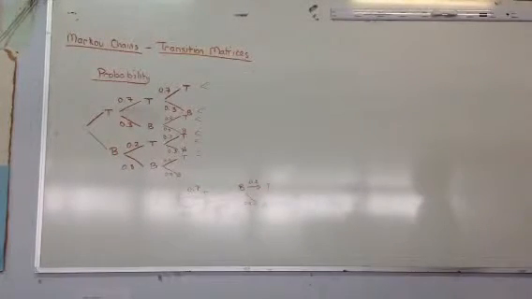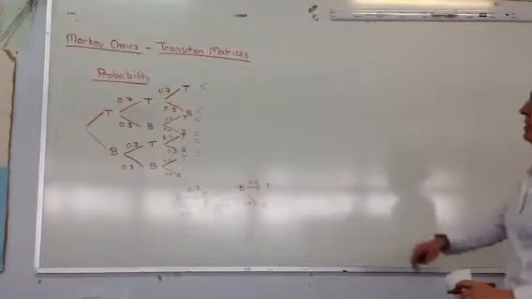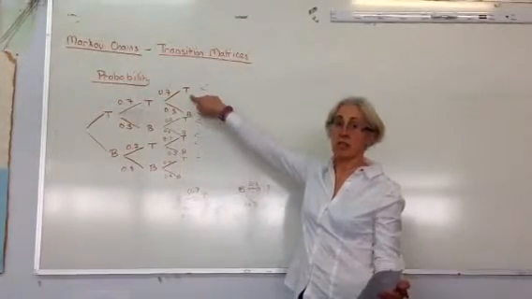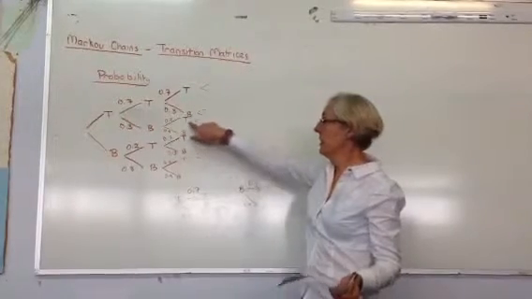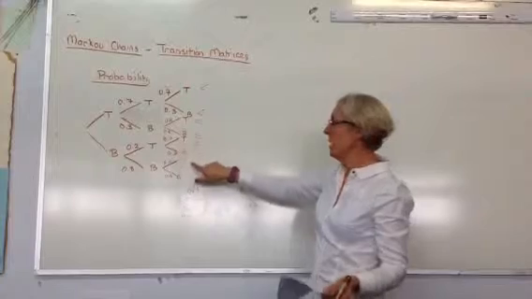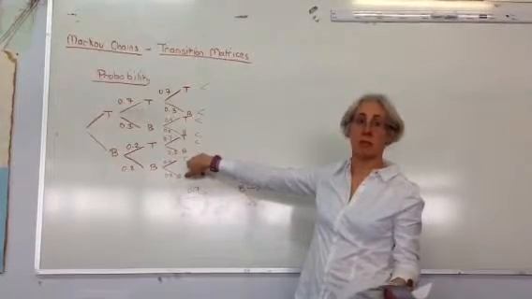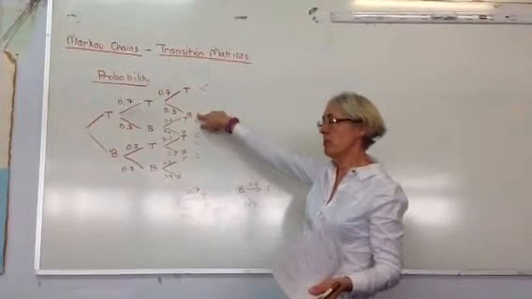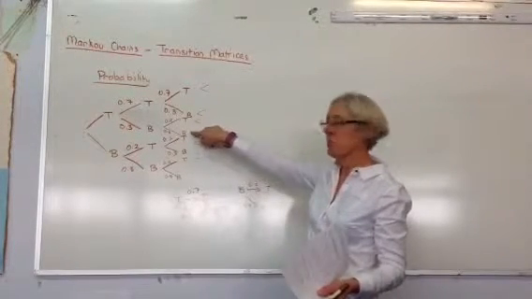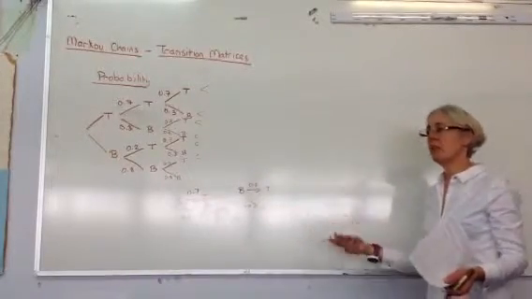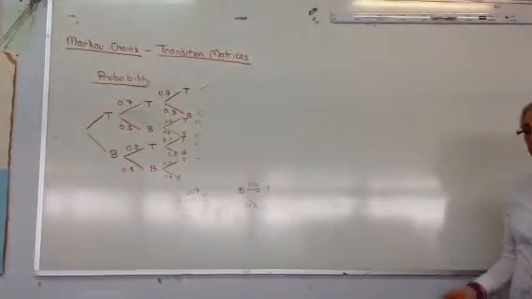The next day, the probability of me catching the train, assuming I caught the train that day, is 0.7. Bus 0.3. Here, 0.7, 0.3. Here, the next branch would be 0.7, 0.3. Here, the next branch would be 0.7, 0.3. Same thing with my bus branches. My bus branches are always going to be 0.2 and 0.8. Here, 0.2 and 0.8. Here, 0.2, 0.8, 0.2, 0.8. So the probabilities are going to be repeating over and over again.